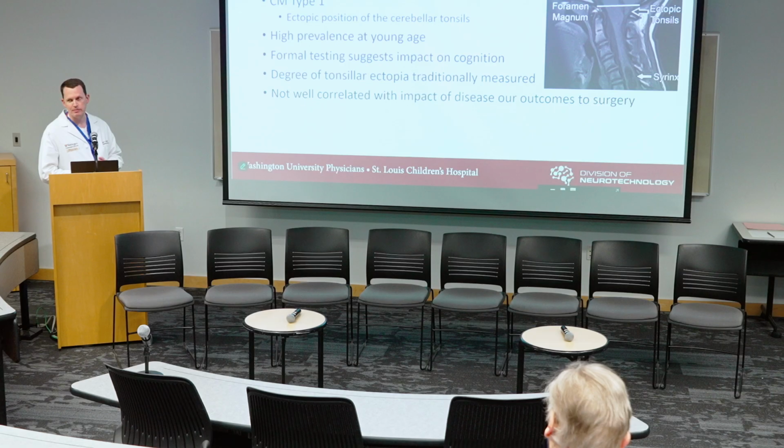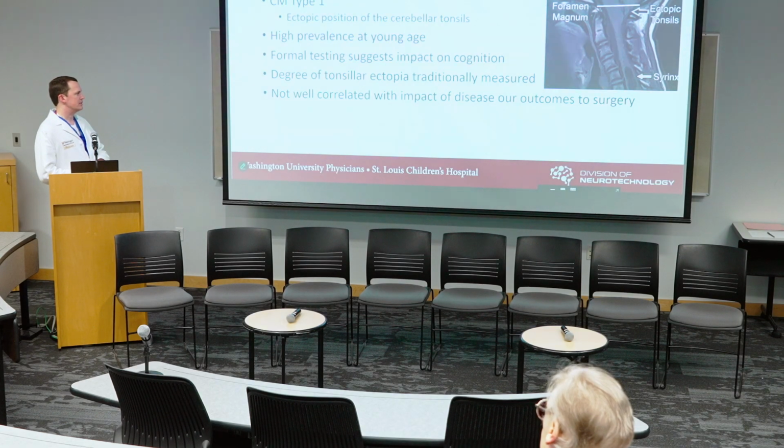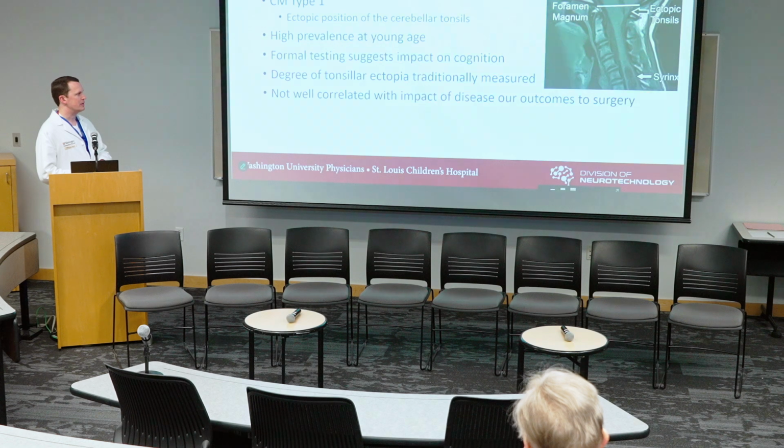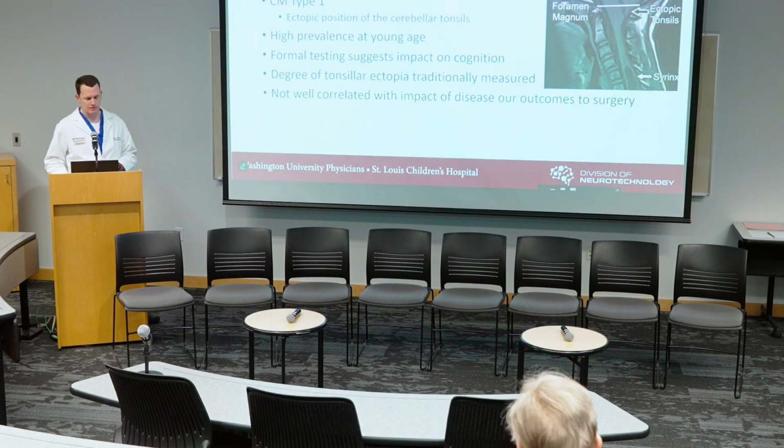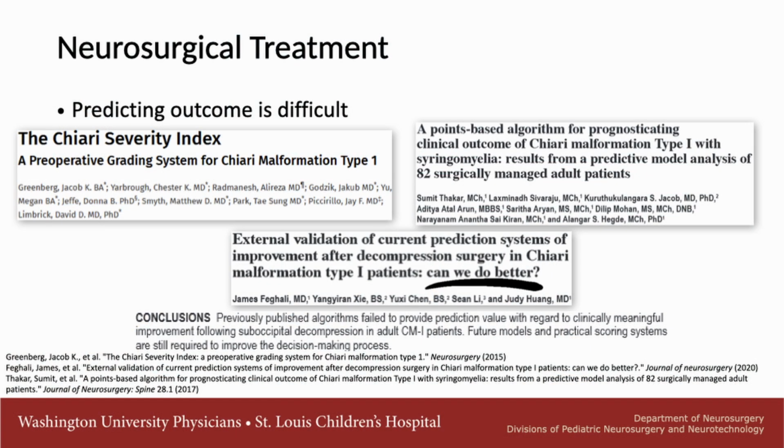Formal testing suggests there's an impact on cognition beyond what you might classically think of for the cerebellum. That was something that really drove us with this project to look beyond classical thinking of symptoms of Chiari malformation as we were looking to redefine what a Chiari malformation is. Classically, the degree of tonsillar ectopia is what's usually measured. It doesn't seem to be all that well correlated with the impact of disease or outcomes of surgery or a variety of other things. It's probably one piece of the puzzle, and we set out to find out what the rest of those pieces might be.